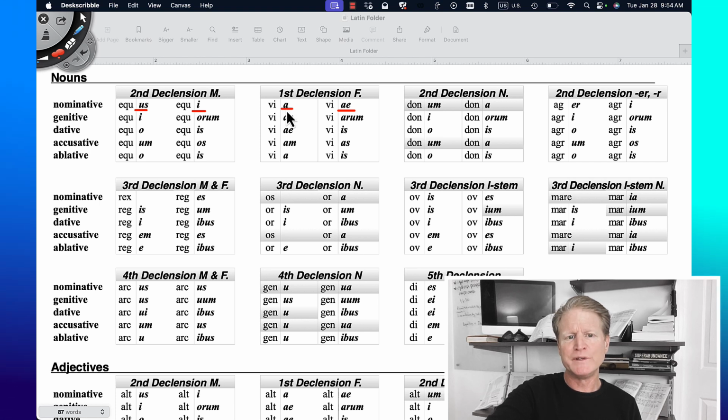So some people will say via, some people will say vi, some people will say viae. Donum is gift and dona is gifts. So to form the plural of the masculine nouns, we're going to change the US to an I. To form the plural of the feminine nouns, we're going to change the A here to an AE. And to form the plural of the neuter nouns, we're going to change the UM to A. And that is what Chapter 4 in Visual Latin is all about.